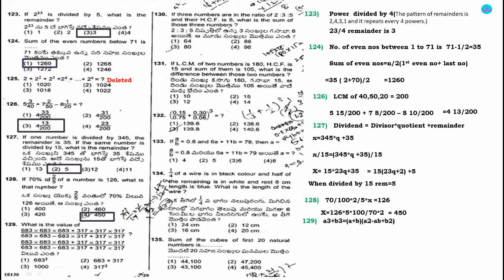Yes or no? Now we know a cube plus b cube, we can write it as a plus b into a square minus ab plus b square, where a is 683, b is 317. So substitute and divide, what happens? Numerator and denominator get cancelled and we get 683 plus 317, that is 1000. Answer is option 3.